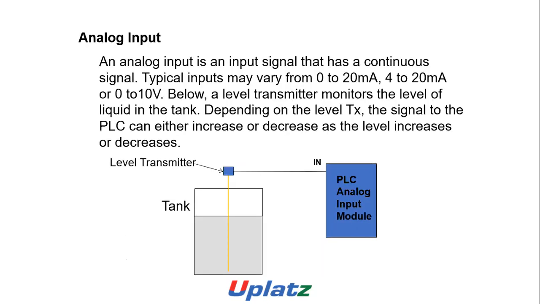Analog input. An analog input is an input signal that has a continuous signal. Typical inputs may vary from 0 to 20 milliampere, 4 to 20 milliampere, or 0 to 10 volt. Below, a level transmitter monitors the level of liquid in the tank. Depending on the level, the transmitter sends a signal to the PLC that can either increase or decrease as the level increases or decreases.